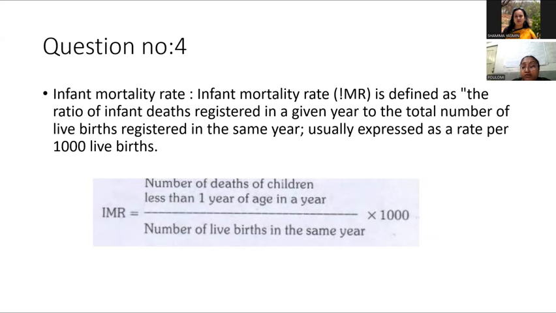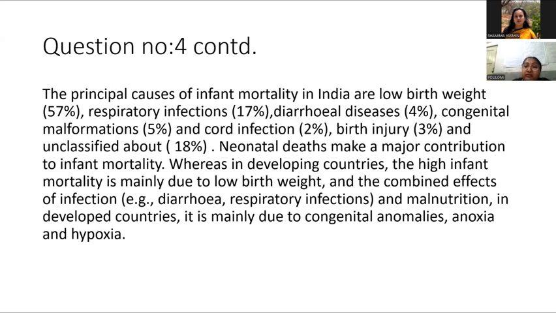You have to write the formula of infant mortality rate. Now, the causes of infant mortality in India are: low birth weight, respiratory infection, diarrheal disease, congenital malformation, cord infection, birth injury, and unclassified. Neonatal death makes a major contribution to infant mortality, whereas in developing countries, high infant mortality is mainly due to low birth weight and the combined effects of infection and malnutrition. In developed countries, it is mainly due to congenital anomalies, anoxia and hypoxia.